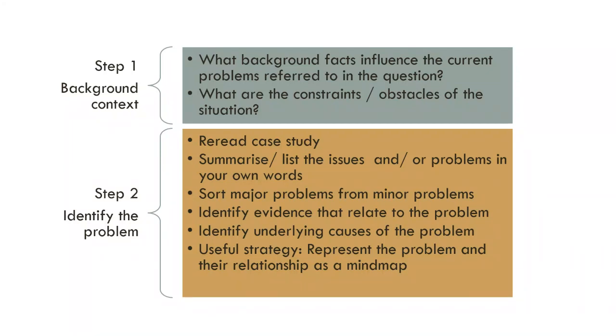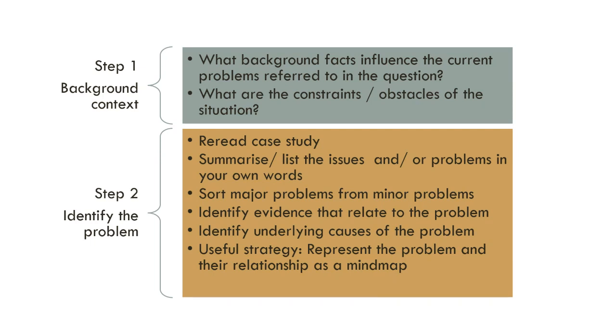Next, identify the problem. You go back and you read the case study, okay? Then you summarize, you list the issues and the problems in your own words. You might find that a case study might have more than one problem. So you list down all the possible problems. And then you'll say, okay, what is a major problem that's addressed in this case study? And then you'll number it, number 1, number 2, number 3, in order of importance. Then you'll sort out major problems from the minor problems.